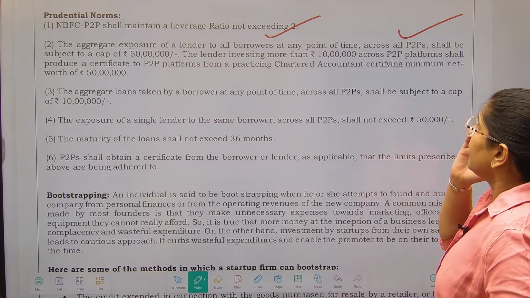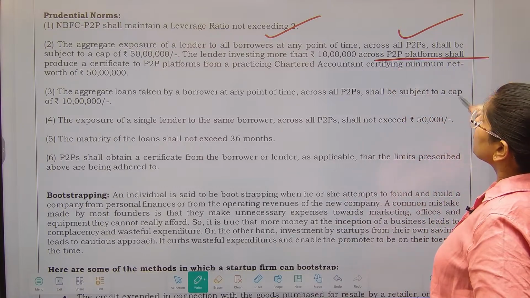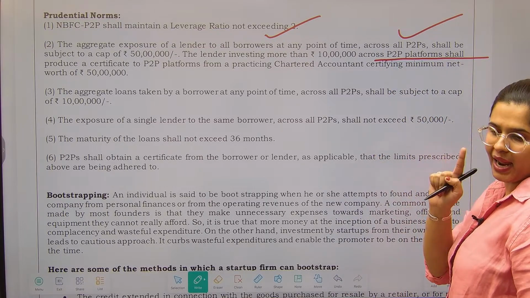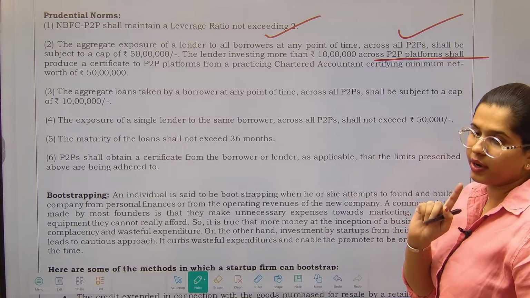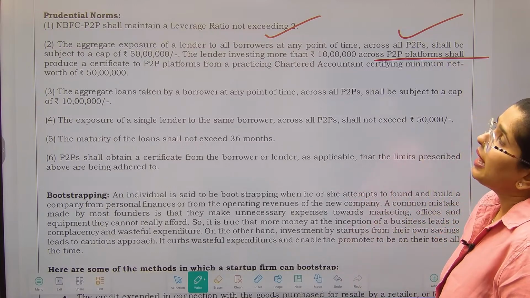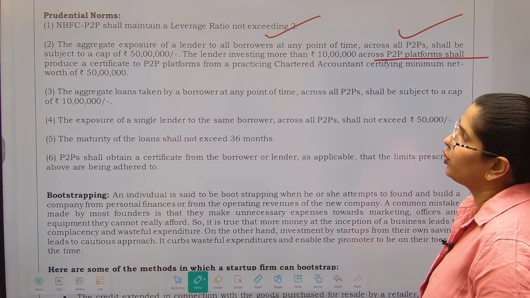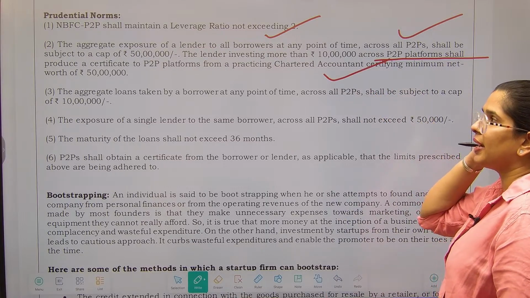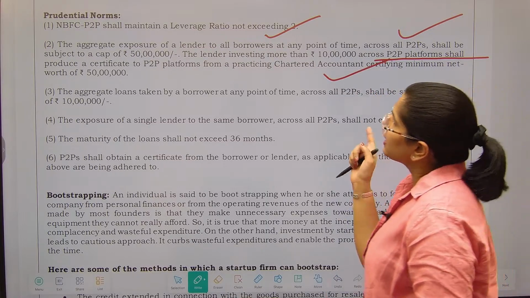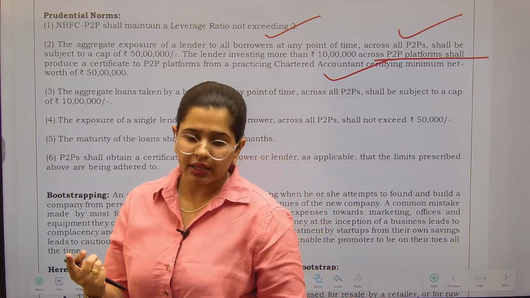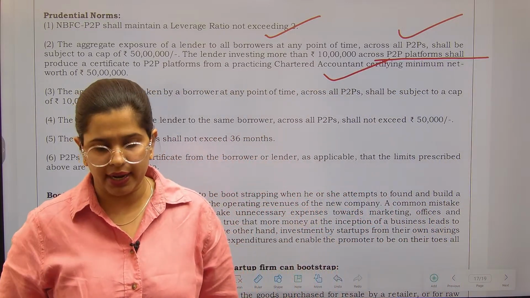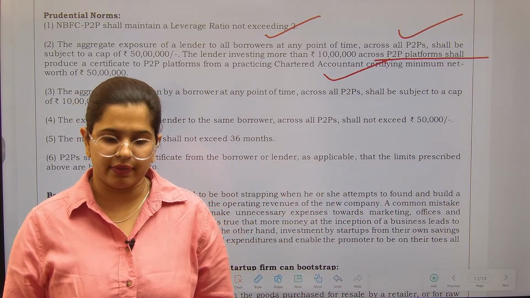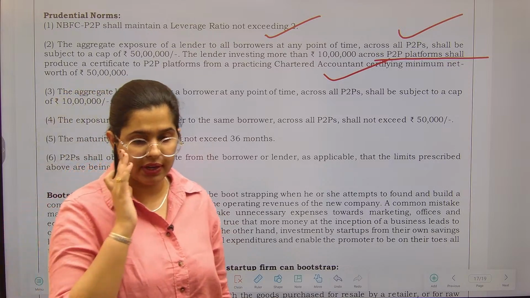ठीक है? The lender investing more than 10 lakh across P2P platforms, all the P2P platforms, if you are one lender and you are investing across P2P platforms, then they shall produce a certificate to platforms from a practicing chartered accountant certifying minimum net worth of 50 lakhs. आप 10 लाख दे रहे हो, then what is your net worth, right? What is a proof of your net worth? So that is also something which is very, very required.